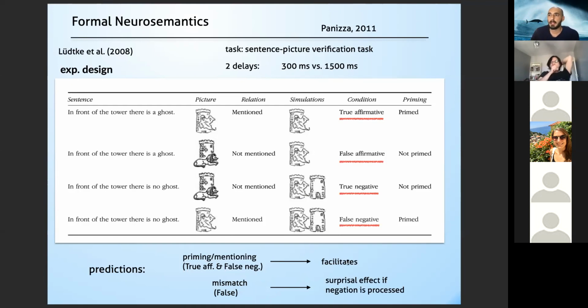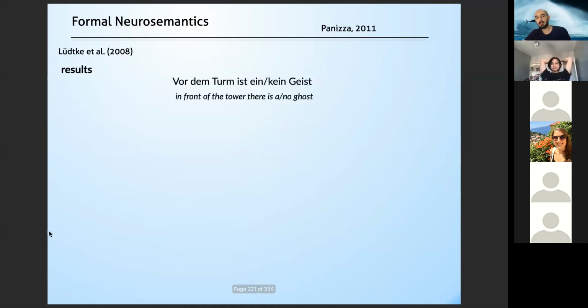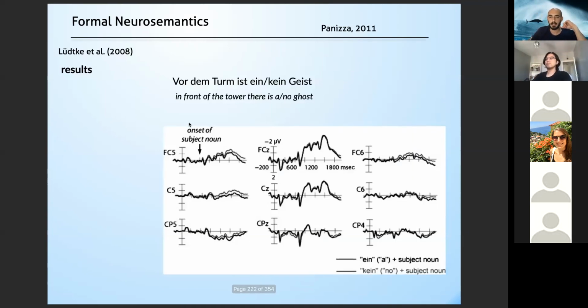Okay, so here's the thing. Here are the results. This experiment was done in German. So it was "von den Turm ist ein Geist", or "von den Turm ist kein Geist". So, in front of the tower there is a ghost, there is no ghost, okay? And that's what they found immediately at the onset of the word ghost.